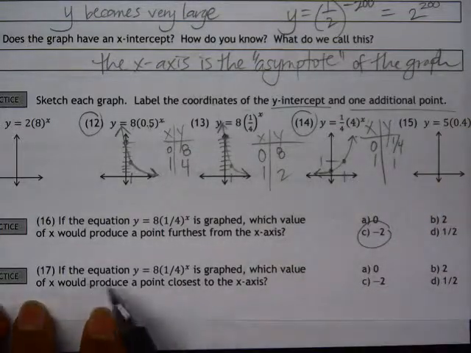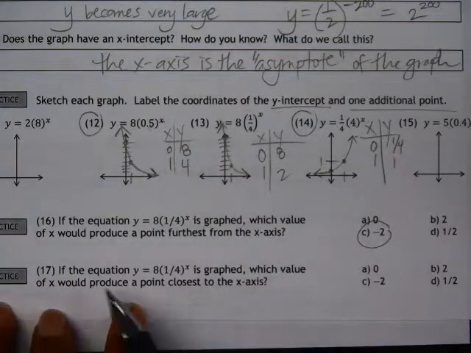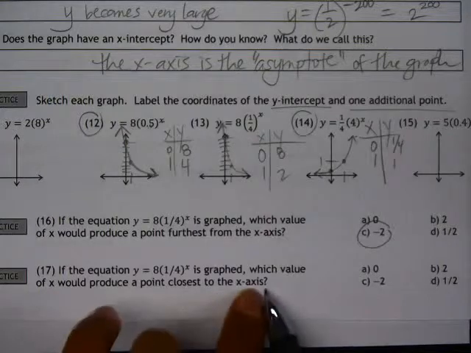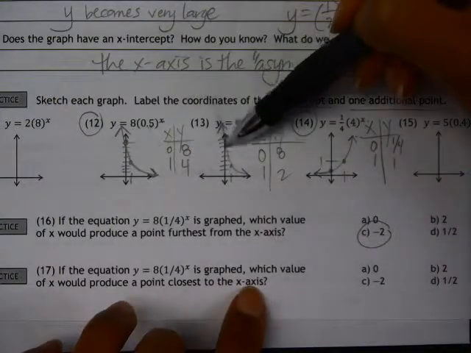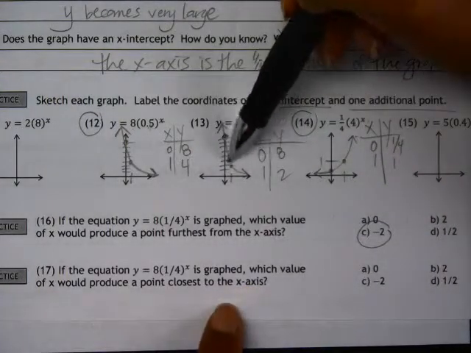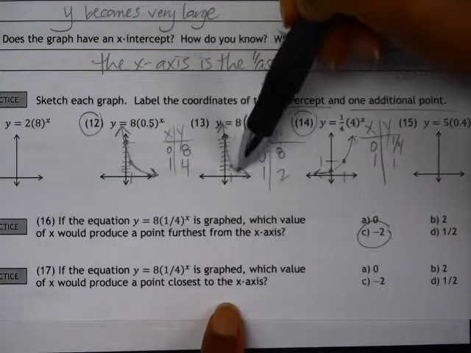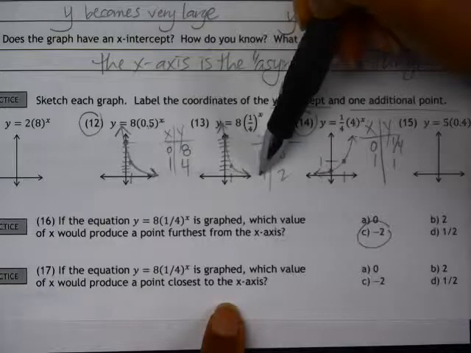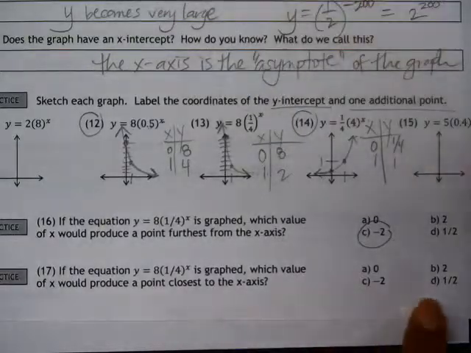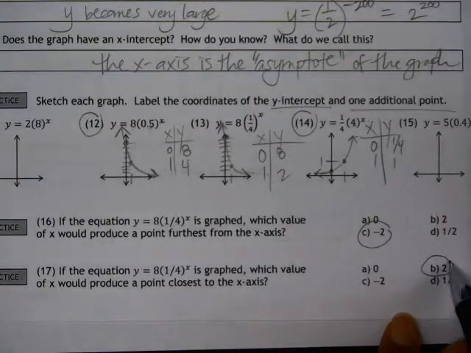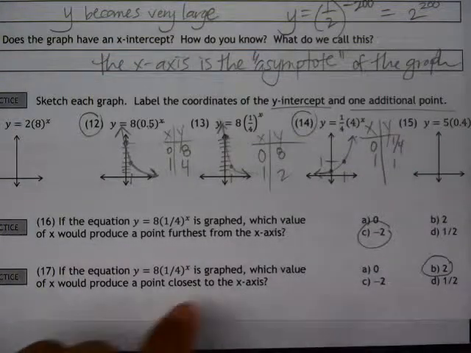On question 17, same graph, but the question is which value of x would produce a point closest to the x-axis. So as this graph decreases, I'm getting closer and closer and closer to the x-axis, but my x value is getting larger and larger and larger. So the largest x value here, 2, will create a point that is closest to the x-axis.